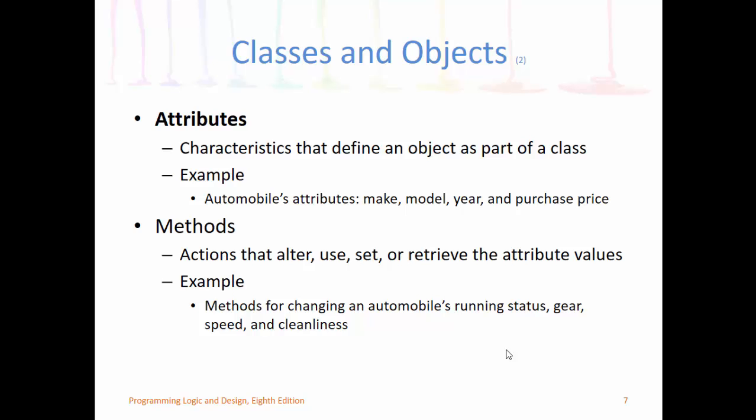Methods are actions that alter, use, set, or retrieve the attribute values. For example, changing an automobile's running status, on or off, changing gear or speed, accelerate or decelerate, etc.